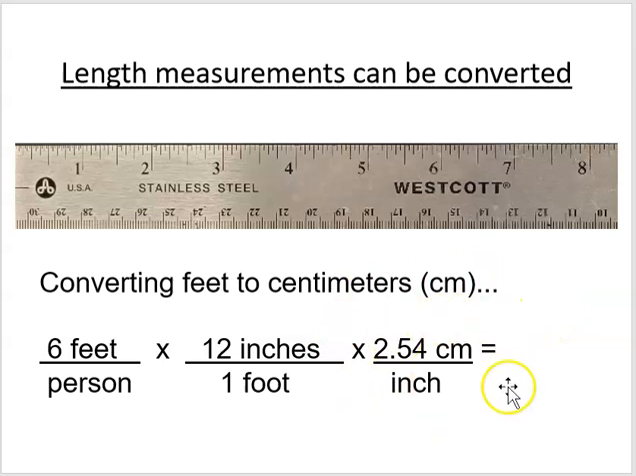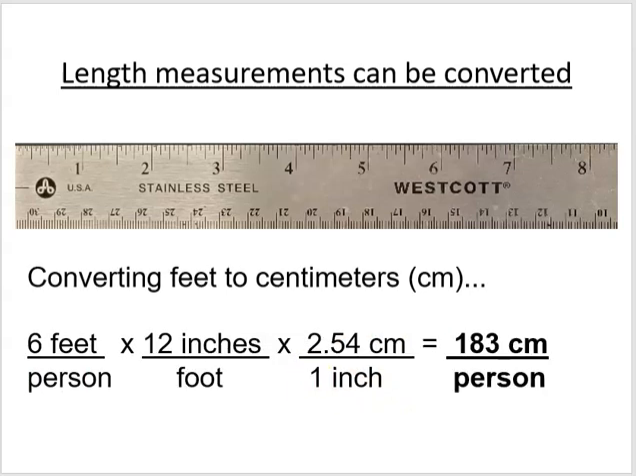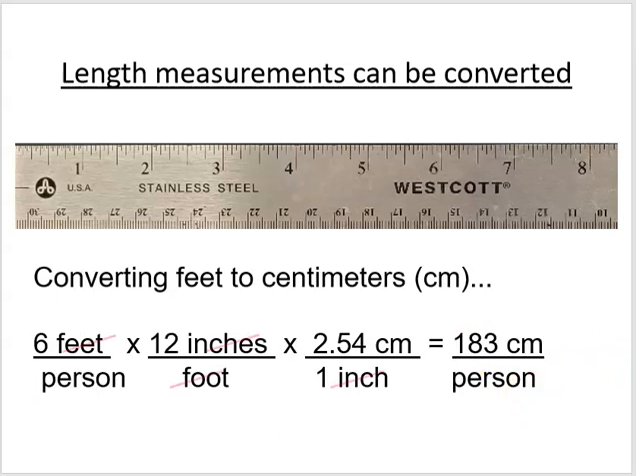But now we're throwing in this extra little factor to the conversion, this 2.54 inches per centimeter. If we go through this process and look at our math at the end, there is 183 centimeters for that 6-foot person. And if you look at this process again with our units, you can see that the feet on top are canceling out the feet on the bottom. The inches on top are canceling out the inches on the bottom.